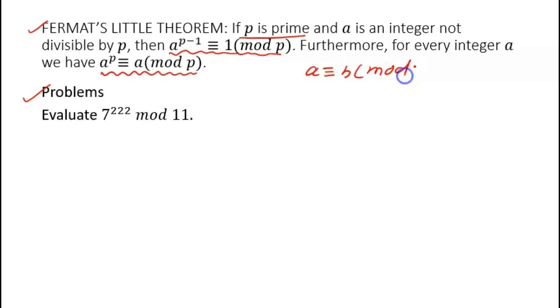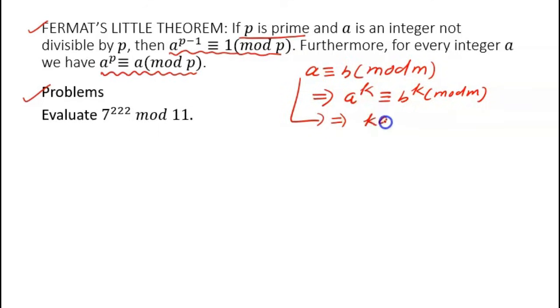So the first result I want to recall is that if a is congruent to b mod m, this implies that a to the power k is congruent to b to the power k mod m, right? And this also implies that k times a is congruent to k times b mod m, right? So we are going to use these two results to solve this problem here. So how to solve this?